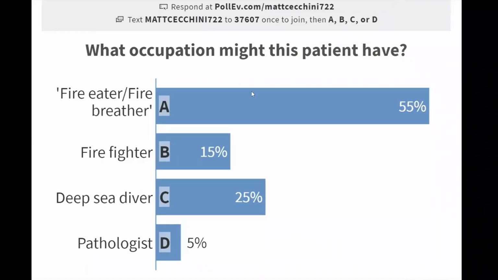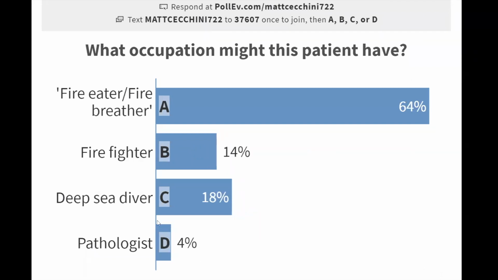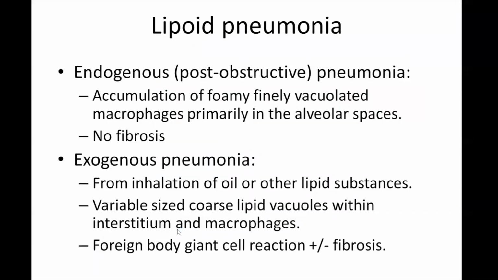Good job. You can see this in people who work as fire eaters or fire breathers, where they use these hydrocarbons, spray them out of their mouth, and light them on fire. If they aspirate some of this, it can end up in their lungs, and they can get an exogenous lipoid pneumonia. Thankfully, I don't think there are many cases of pathologists who have exogenous lipoid pneumonia, but I guess if you inhaled too much paraffin, you could.